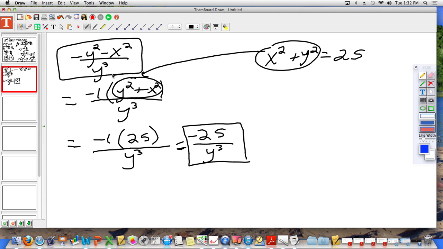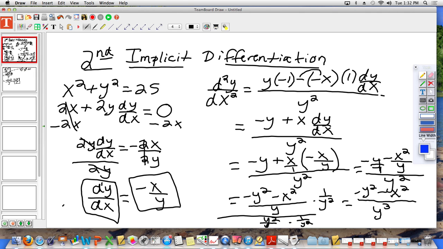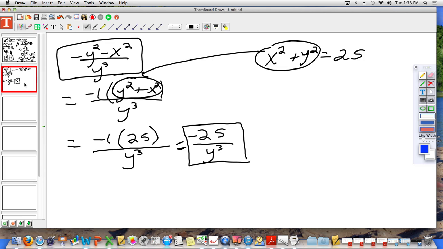Yes, Christina. How did you get y cubed? I got y cubed by doing, if I go back to this page, I had to take this numerator times 1, which left me with negative y squared minus x squared. And then in the denominator, I had to multiply the denominator's y times y squared. Okay, that'd be y cubed. All right, yes. You go back to the other page. To the second page? Is your second derivative negative 25 over y cubed? Yes.